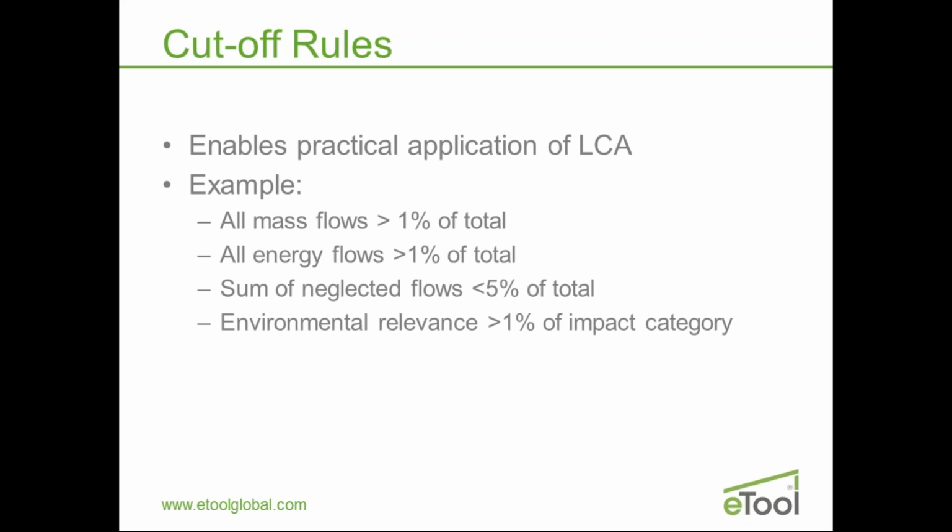So the cutoff rule, generally, if a mass is greater than 1% of the total, you want to include it. If an energy flow is greater than 1%, you want to include it. And if the sum of the neglected flows, we call them, should always be less than 5% of the total wherever possible. Most important one that I like to consider is the environmental relevance. If the kilograms of CO2 is going to be less than 1% of the total, well, it's not really influencing my LCA that much.